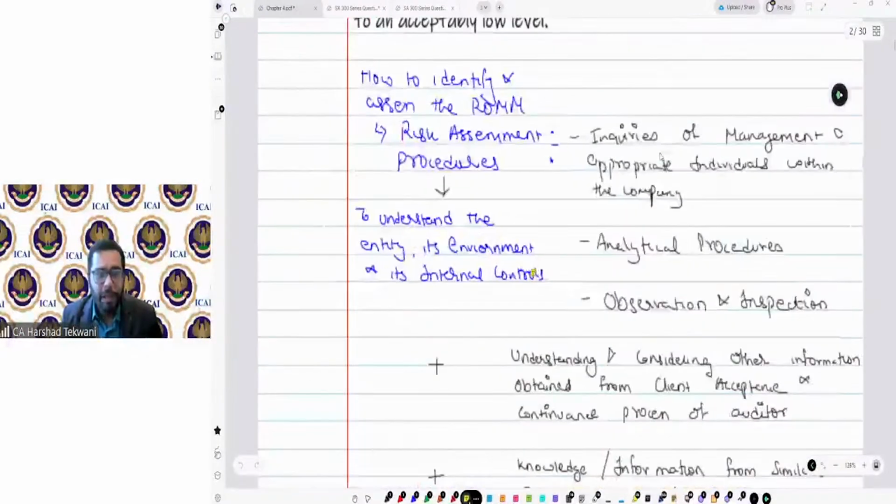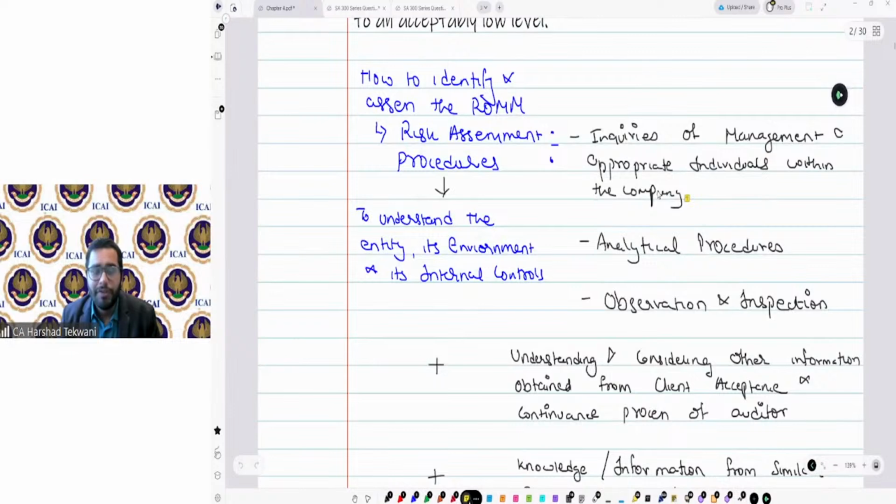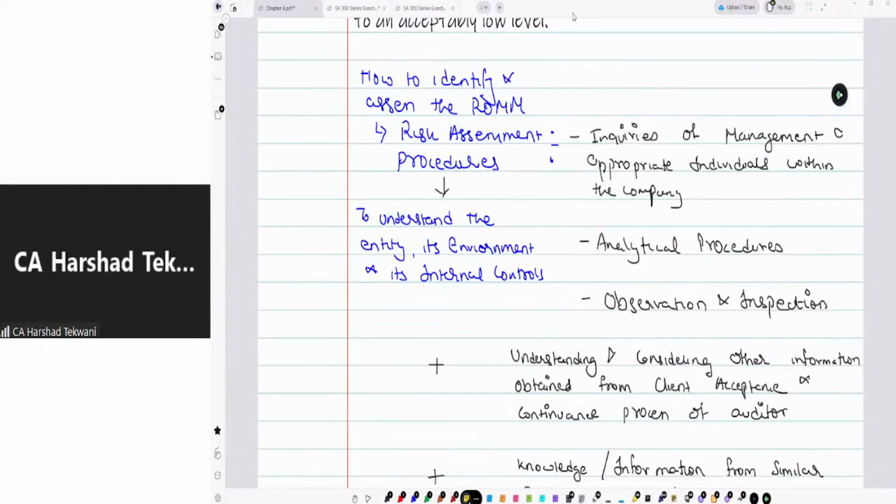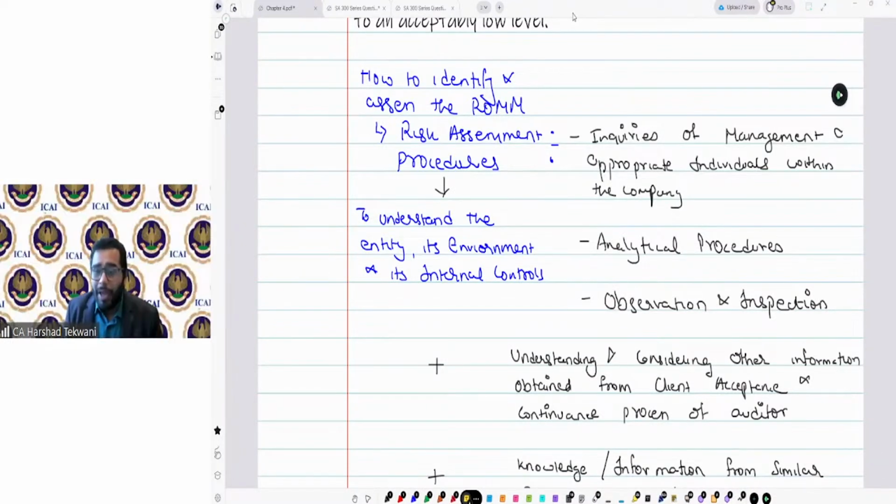So that particular thing, inquiries of management and appropriate individuals within the company, helps me to get information from within the company. Let's say, for example, if there is a purchasing process, management might not be able to provide me everything. For example, how an invoice is processed, that information might not be available with the CEO or CFO of the company. So can I go and directly ask, let's say, the Reliance CEO, can you tell me how an invoice is processed at the Reliance retail store, or Geo Mart store?